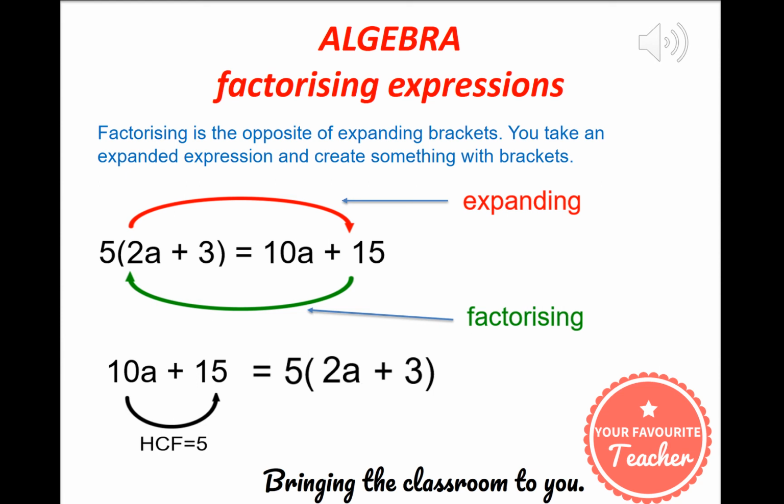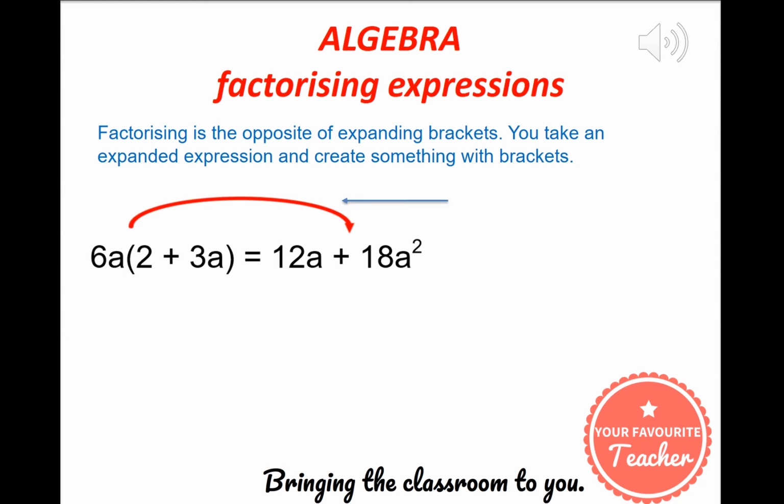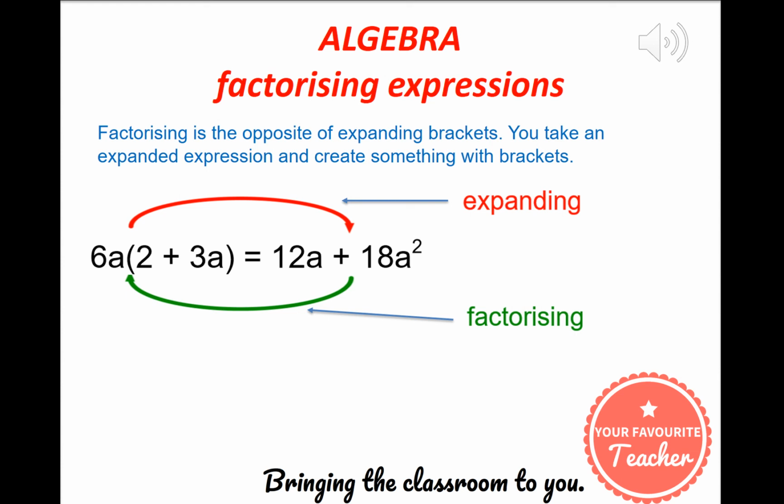Let's take a look at a slightly harder one now. Once again, if we had to expand 6a bracket 2 plus 3a close bracket, it would expand to 12a plus 18a squared. So we know that's what it actually expands to. Therefore, that is expanding. So when we factorize, we're going to go in the opposite direction.